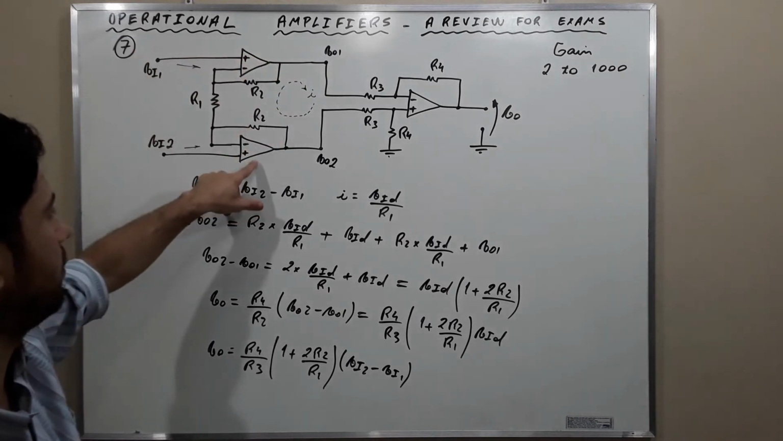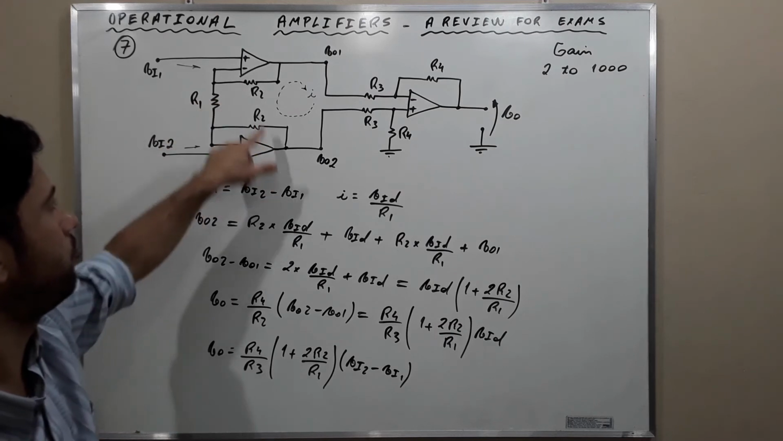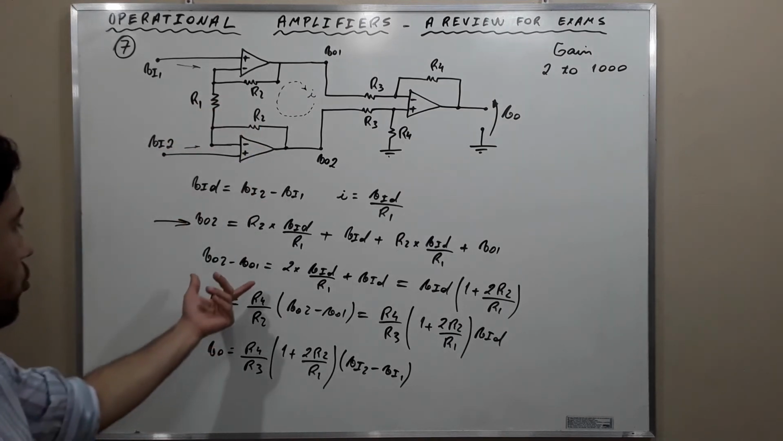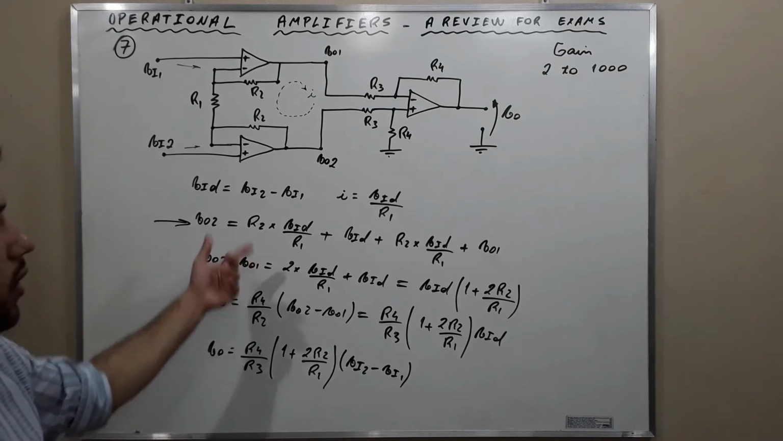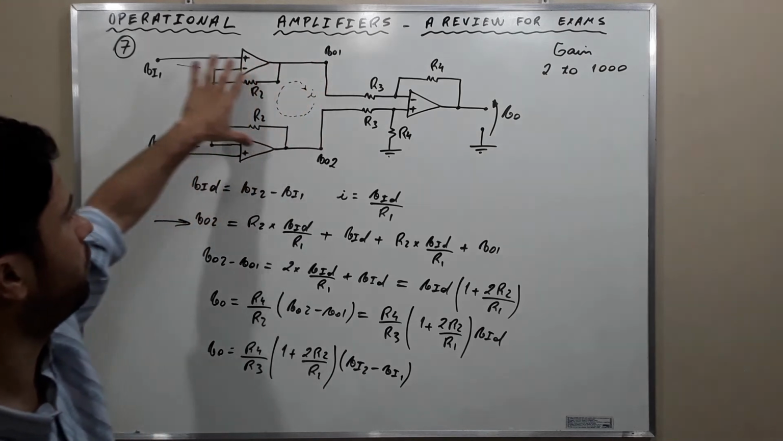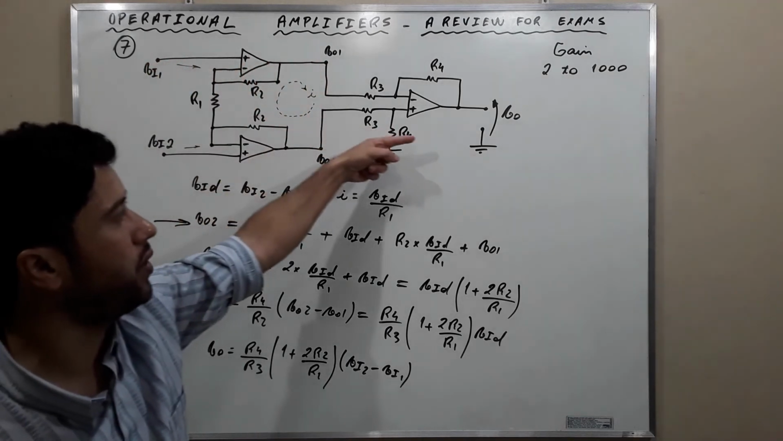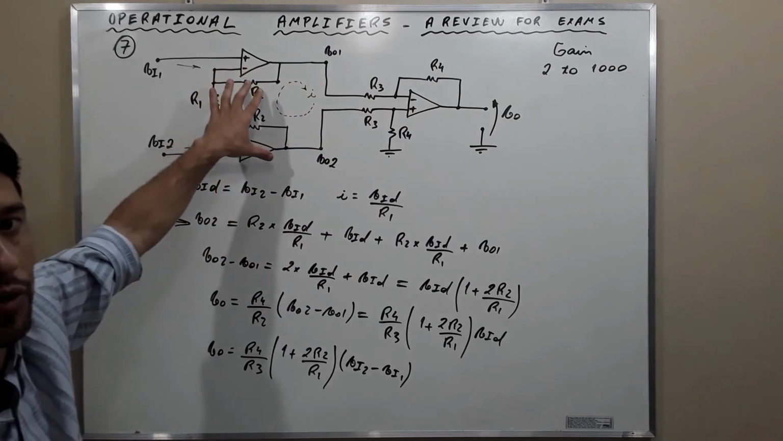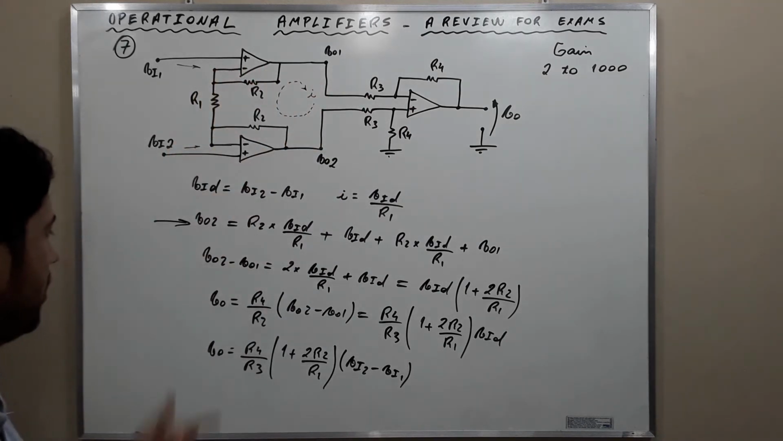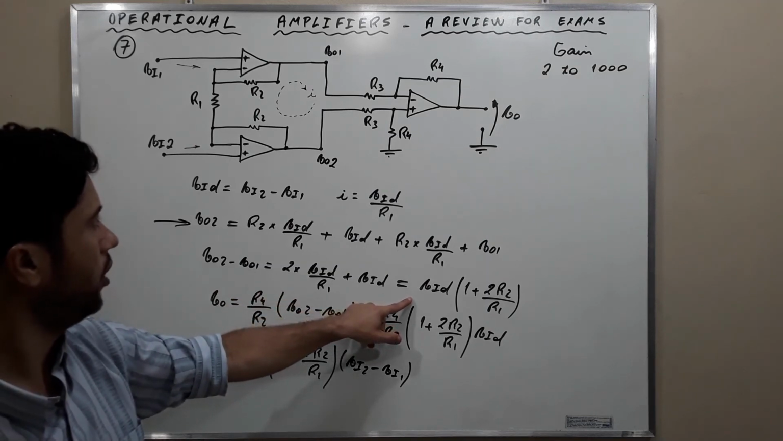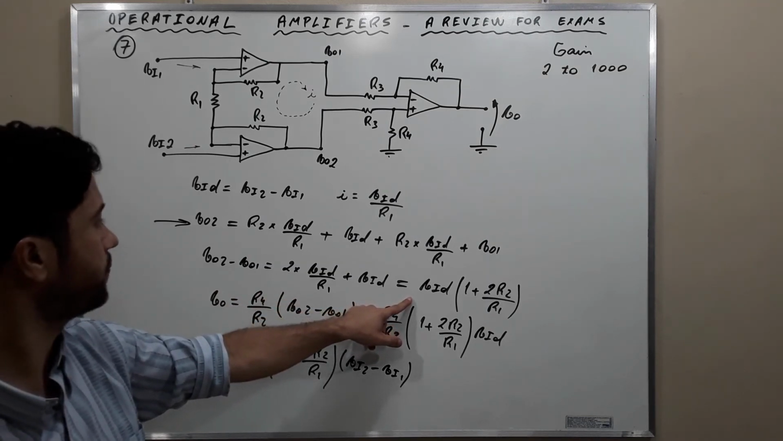And we found this expression here that correlates VO2 and VO1 with respect to what we have at this side here, around these two operational amplifiers. And VO2 minus VO1 is the output signal of this stage here. It is going to be the input signal of the second stage, but it is the output signal of the first stage. VO2 minus VO1 is this, okay? We have understood this.